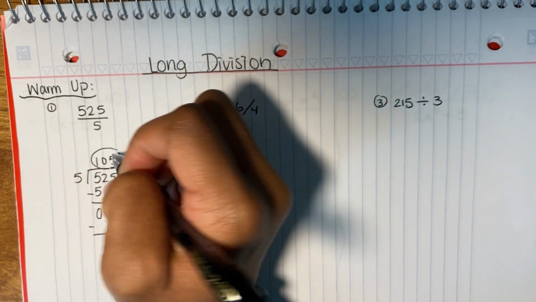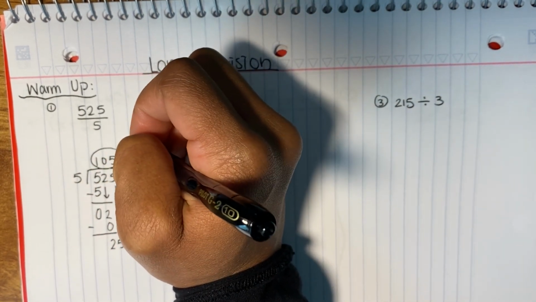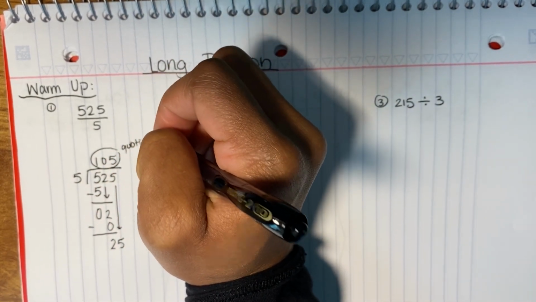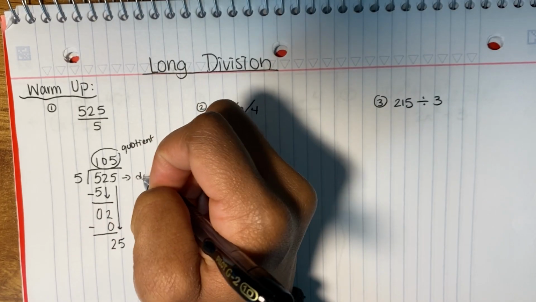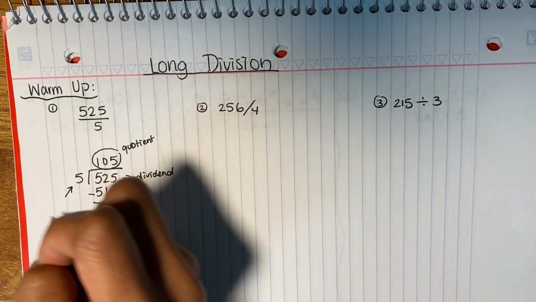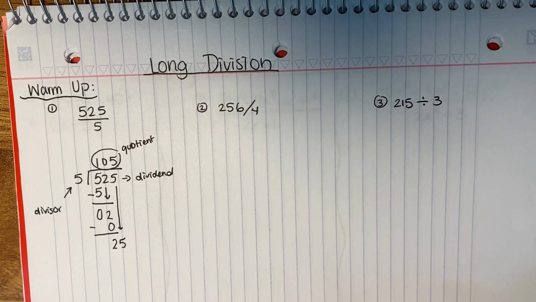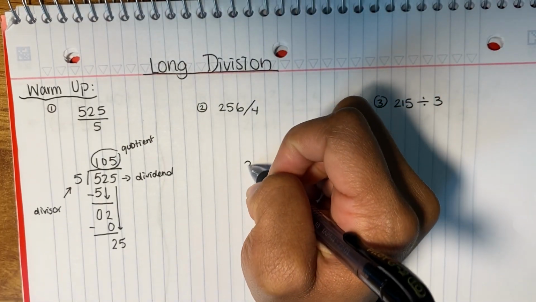This is my quotient. Make sure that you are familiar with these terms. This is the dividend, and this is the divisor. Question 2. Set it up for long division.